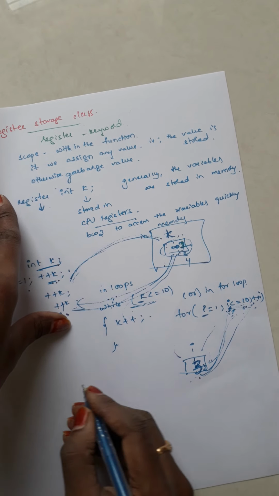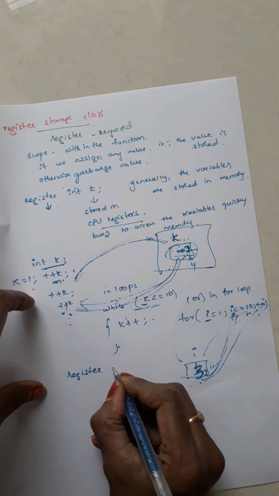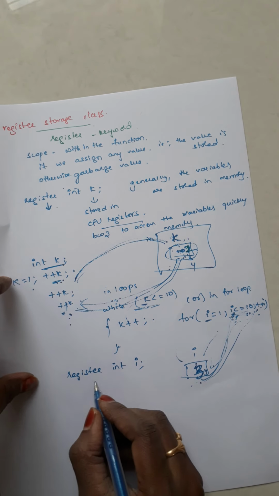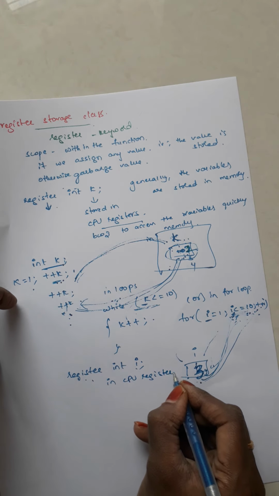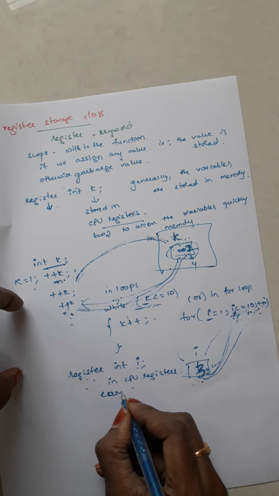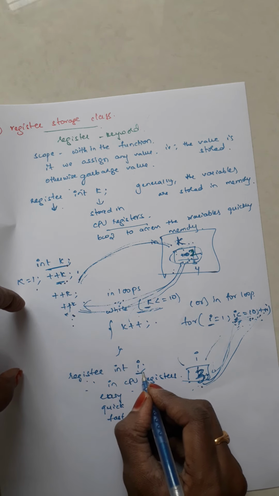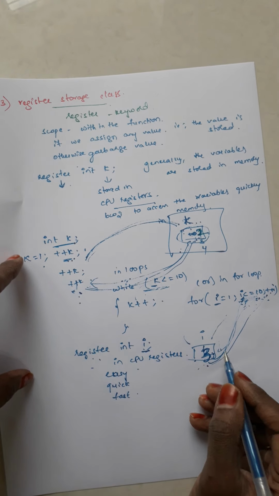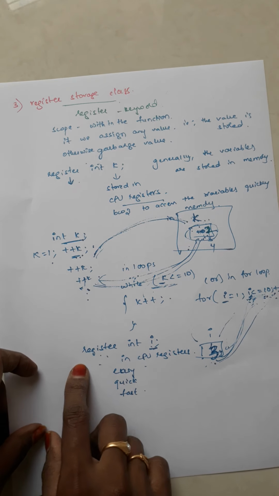This situation is solved using the keyword register int i. Where is this i stored? In CPU registers. Now it is very easy, quick and fast to access the variable which is stored in the CPU registers. So the loop variables, the variables which are used in any loop, are defined with the keyword register.